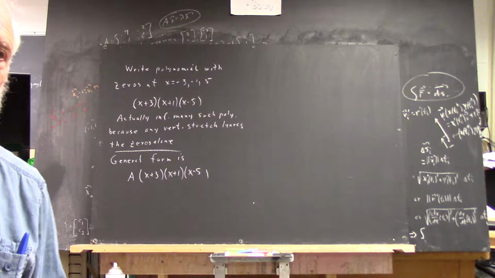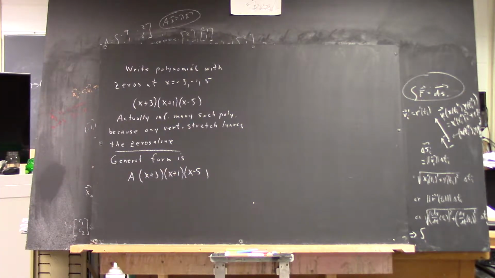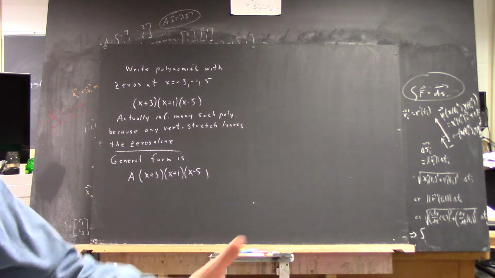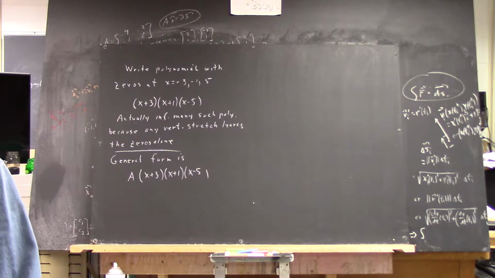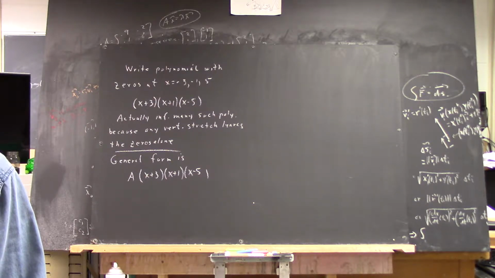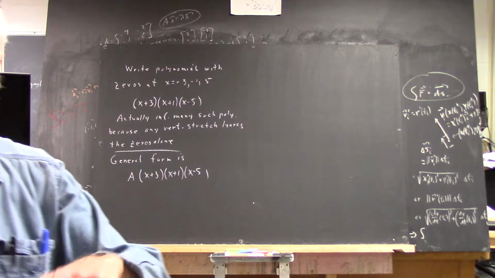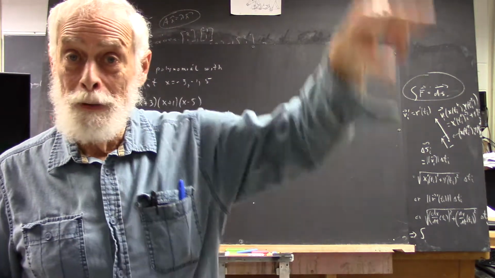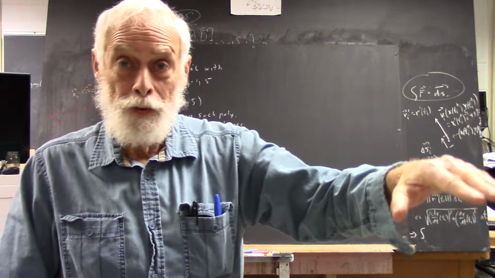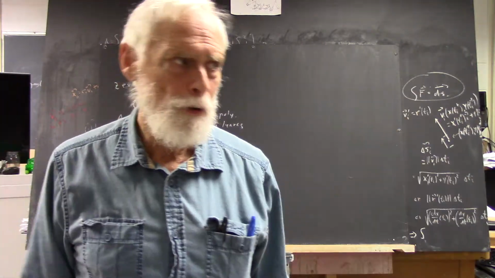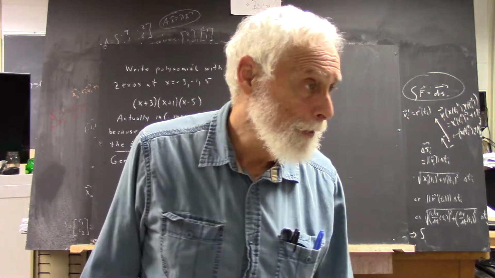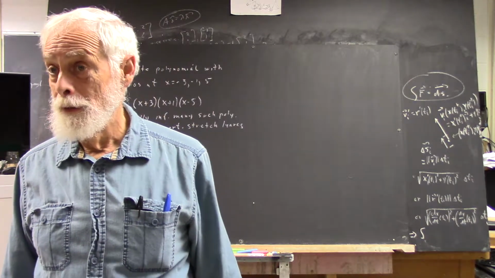Now, if we horizontally shift it, that changes the zeros, doesn't it? Because everything moves in the x direction, the zeros aren't going to be where they were. If we vertically shift it, well, the polynomial has this kind of shape, and it goes through the x-axis here. If we lift it up a little bit, it's going to go through the x-axis at different points, right? Okay?